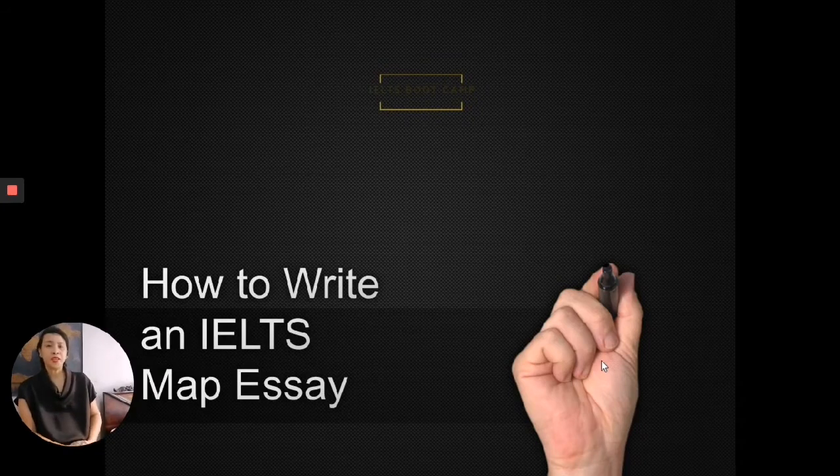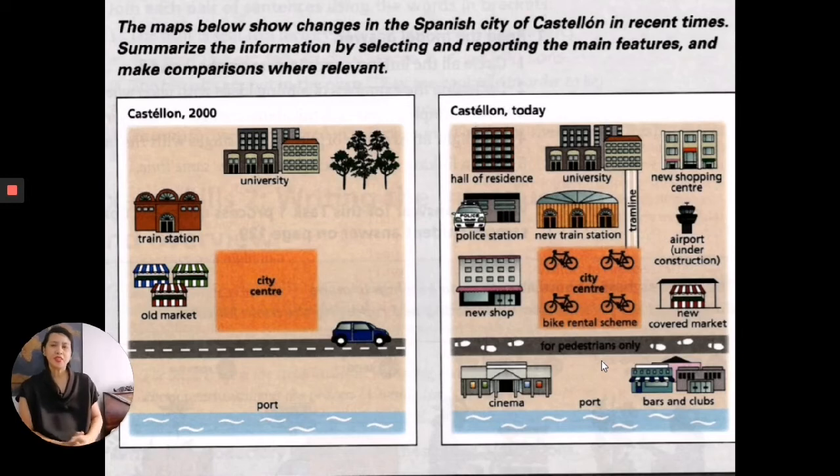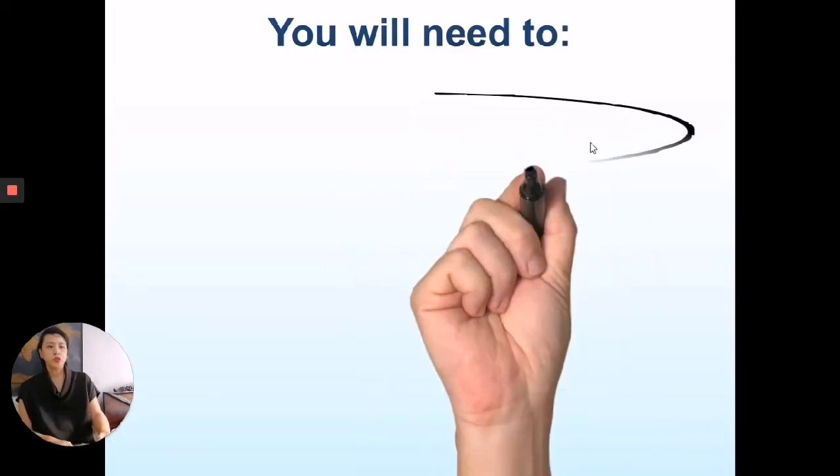Okay, before we begin, let's try to define what an IELTS map is. Now, here is an example of an IELTS map. Usually, you will see two different maps described, and your task is to describe the changes. One type would be describing changes that happened in the past and present, like in this case, in 2000 and today. Another type would be describing changes in two different time periods, say, for example, 2000 and 2010.